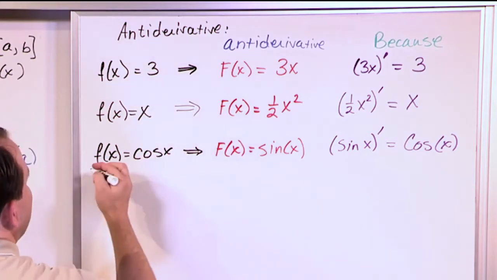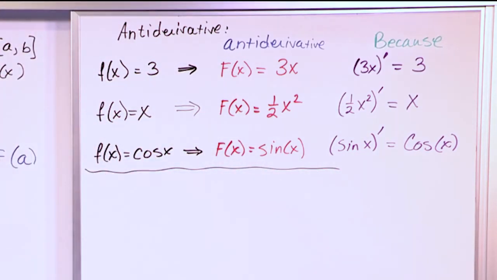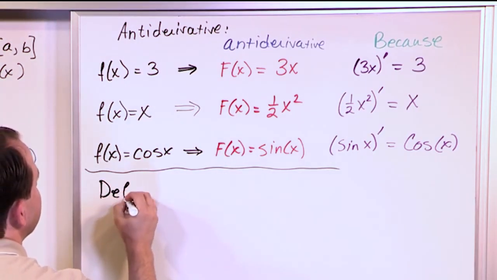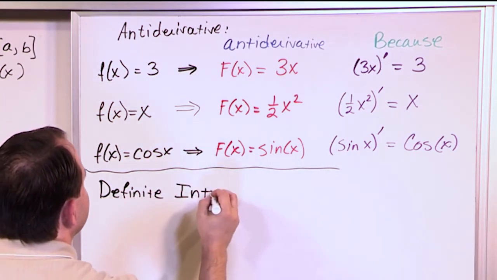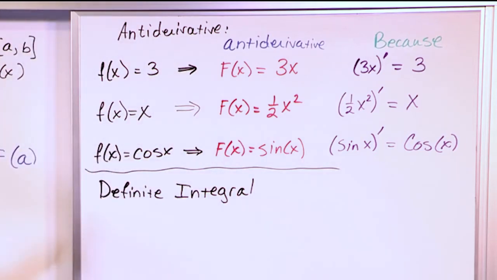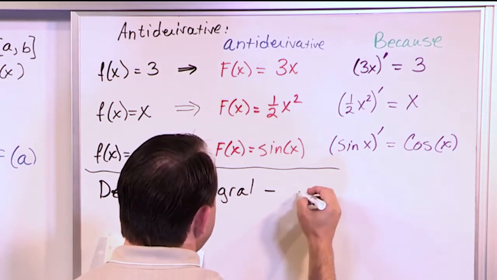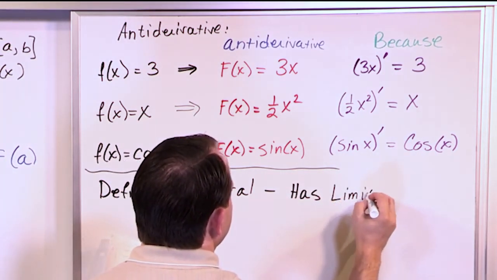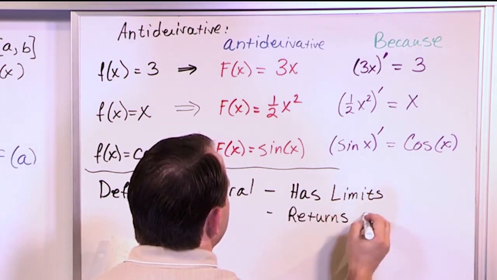All right, so the next thing I want to talk about is a few more definitions, because as you go through your book and your class, you'll definitely see these. The first one is called a definite integral, which actually I've already showed you. I just didn't call it that. A definite integral has limits, and I'll show you what that means in a minute. And it returns a number.